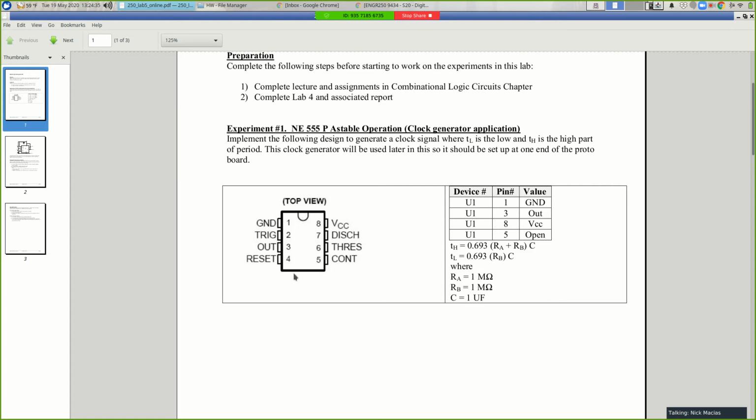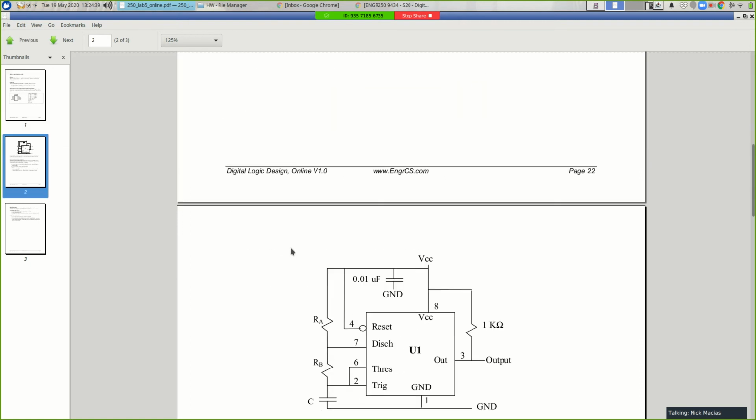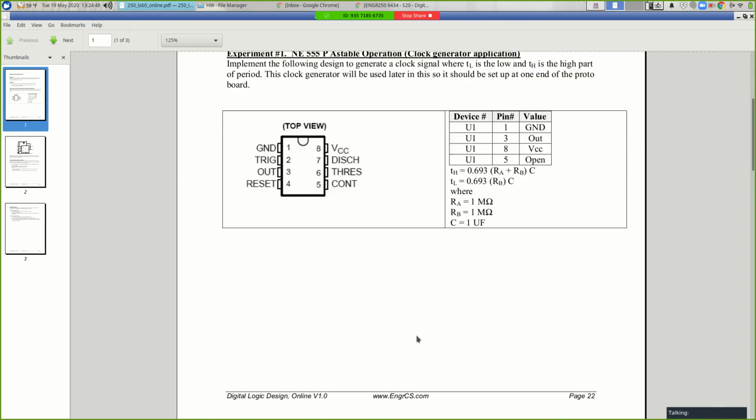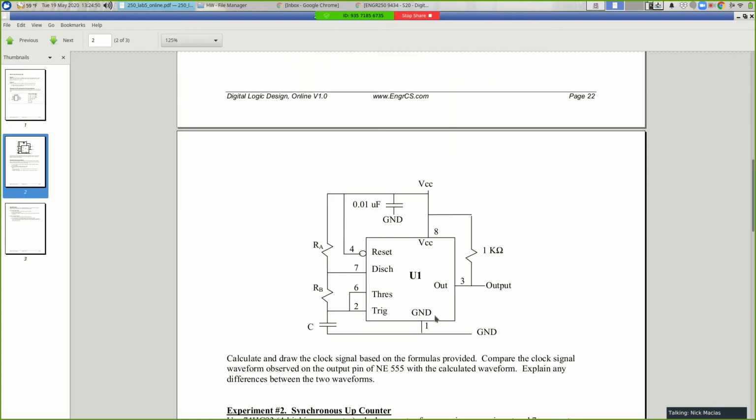So really simple chip, 8 pins. We don't even use all 8 of them, okay? So pin 1 is connected to ground, and pin 8 is connected to VCC, 5 volts. And you don't always see that in these wiring diagrams, okay? This one you do. So you want to wire up your chip like this.